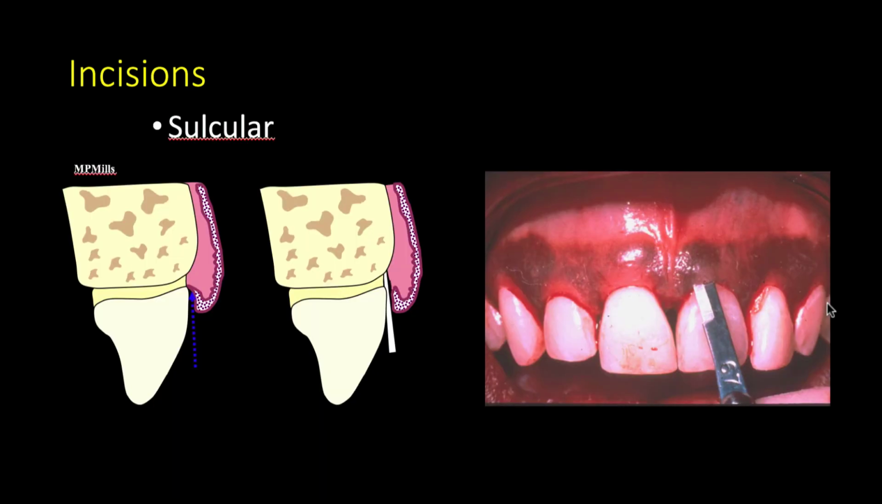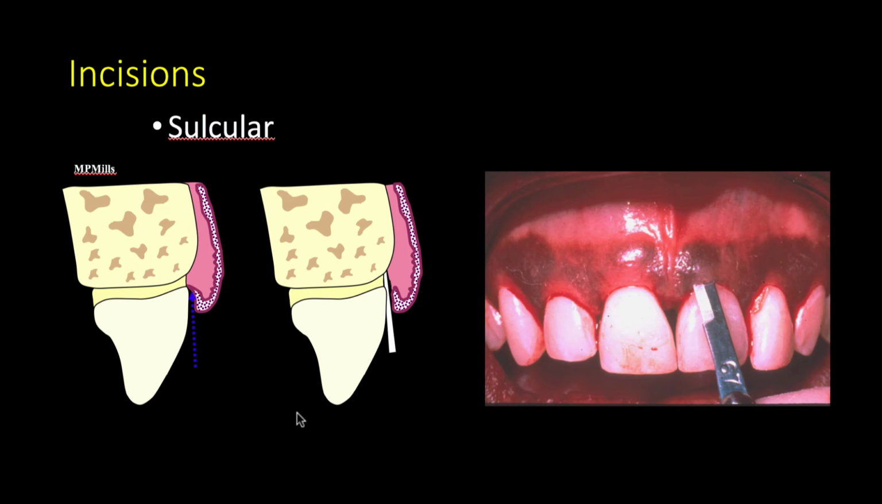The third incision we want to cover is a sulcular incision. This sometimes is referred to as a crevicular incision. It's selected if preservation of all the existing keratinized tissue is desirable. The scalpel blade is inserted into the gingival crevice parallel to the long axis of the tooth and angled to the crest of the alveolar bone.